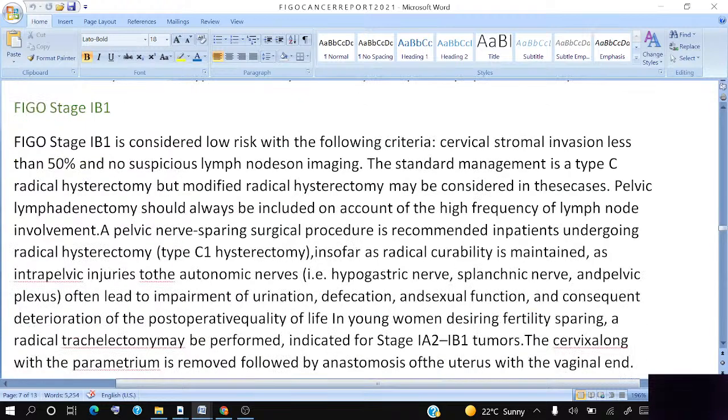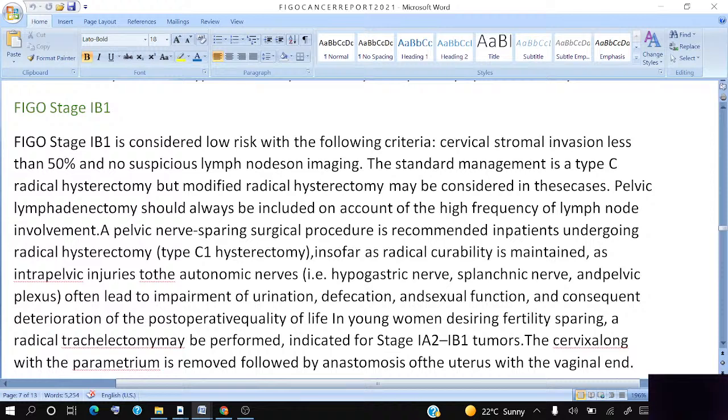So here is the figure, staging 1B. They say there is cervical stromal invasion of less than 50% and no suspicious lymph node on imaging. So the standard recommended type is a completely radical hysterectomy, but a modified radical hysterectomy may be considered, and pelvic lymphadenectomy is considered when including some high-quality involvement.